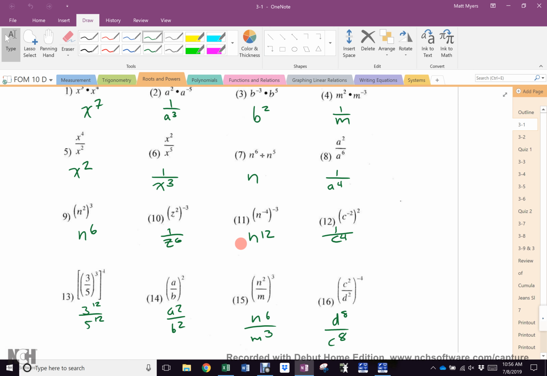One way that some people like to think about, for example, number 8, is they like to look at it this way: a to the 6. Well, if there's 6 down there and 2 up there, those 2 are going to be canceled, leaving me with 4. So it's 1 over a to the 4. It's another way people like to think about it. It's totally up to you how you think about it, though.